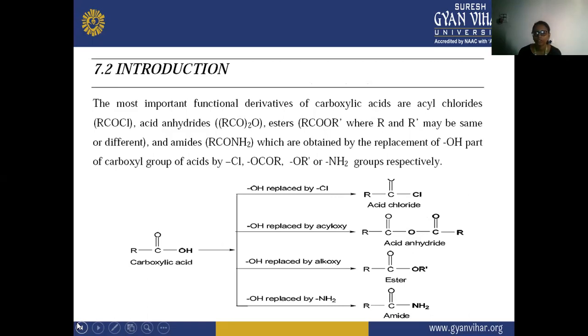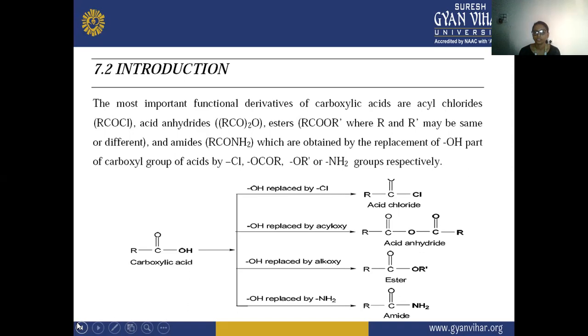The most important functional derivatives of carboxylic acids are acid chloride, acid anhydride, esters, and amides, which are obtained by the replacement of the OH part of the carboxyl group of the acid by Cl, OCOR, OR', or NH2 group respectively.